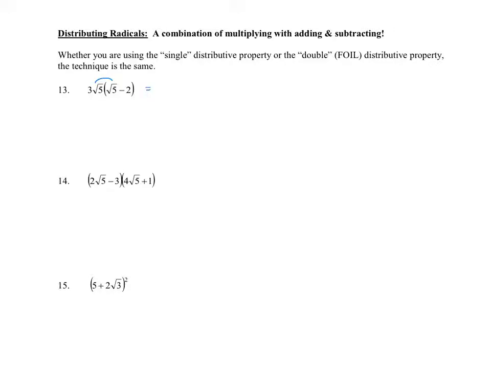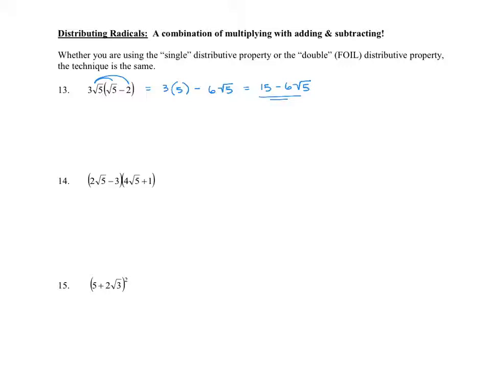3 rad 5 times rad 5, which is just 3 times 5. And when we distribute 3 rad 5 to negative 2, we'll get minus 6 rad 5. When we simplify, 3 times 5 is 15 minus 6 rad 5. And since there are no common radicals, that will be our final answer.